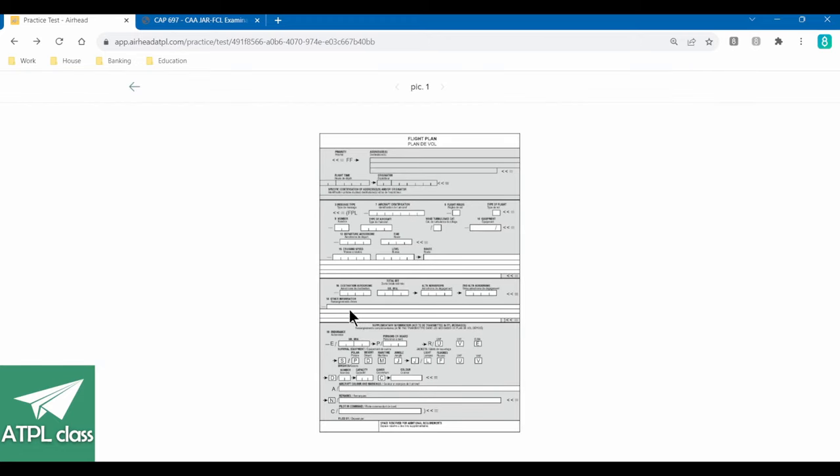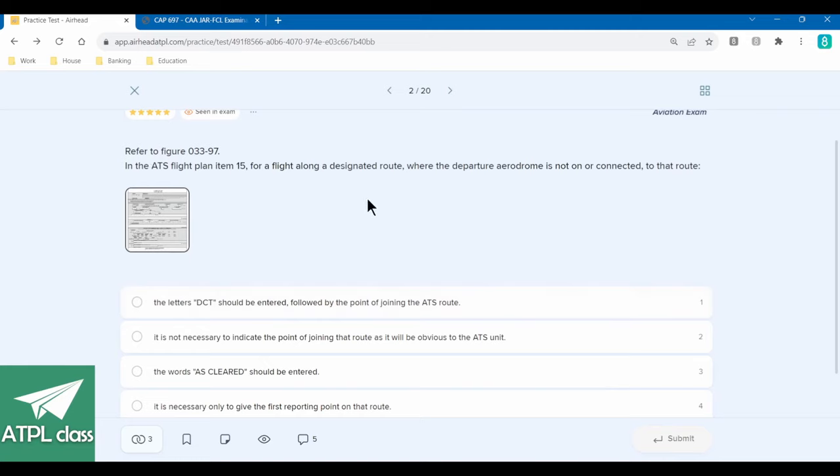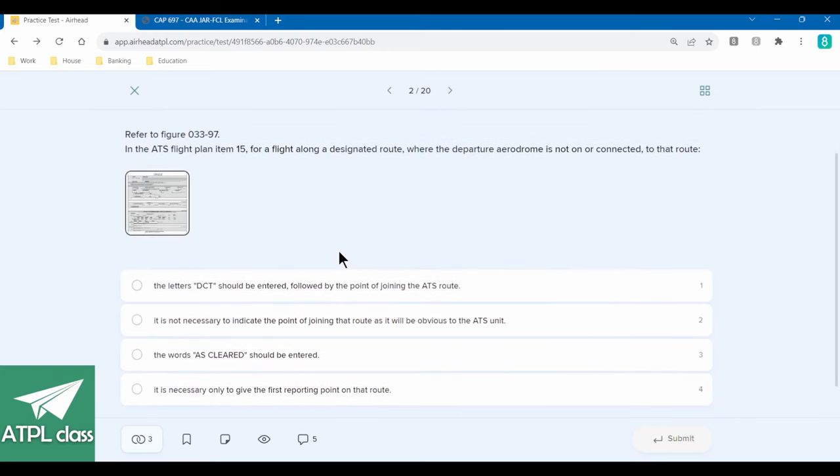What's this actually showing? It's not actually giving us an example. So 15 is the route, yes. So the ATS flight plan, this is quite a weirdly worded question. Okay, so to me, the most logical thing, it's been a while since I filled out a flight plan properly, but you need to give the first point on your route. That's a given. And normally you would have a SID that you follow, but this is saying the departure aerodrome is not on or connected, so there is no SID, standard instrument departure, to get to our route. So the letters DCT, direct, should be entered, followed by the point of joining the ATS route. That seems reasonable. It is not necessary to indicate the point of joining that route, as it will be obvious to the ATS unit. No, you've got to indicate where you're joining the route.